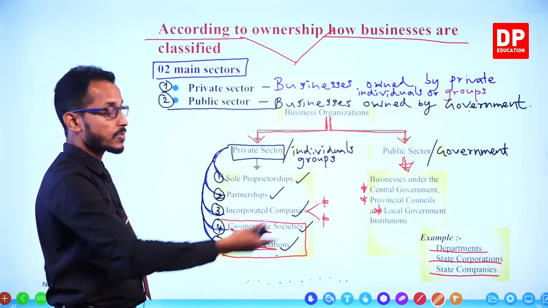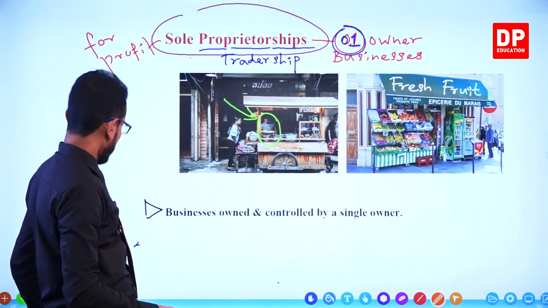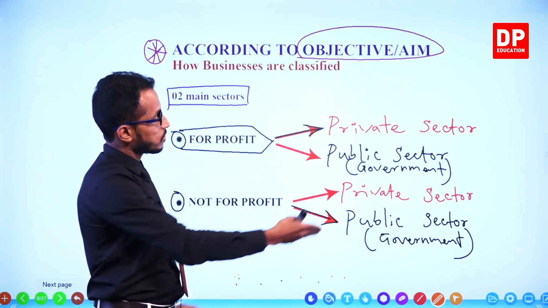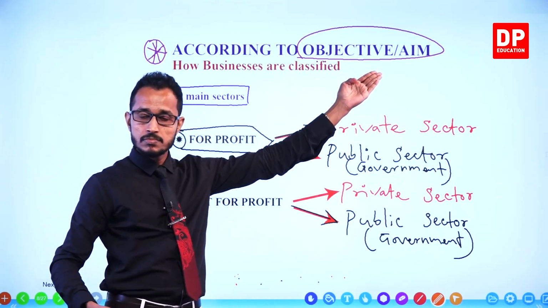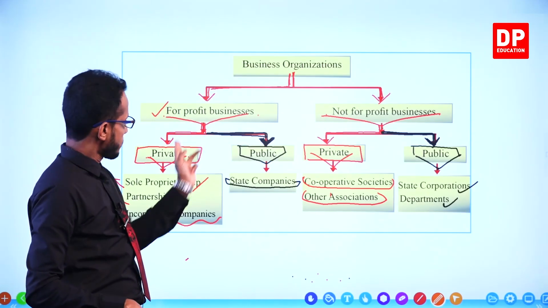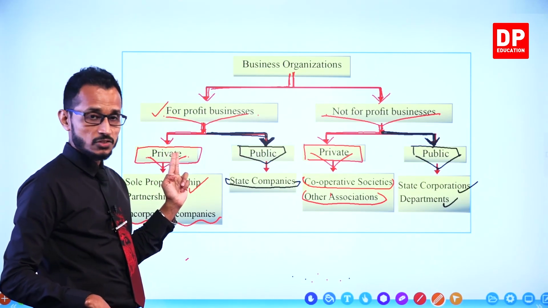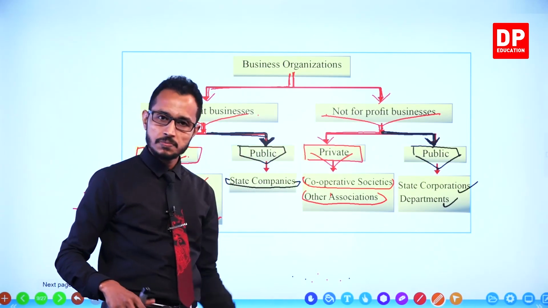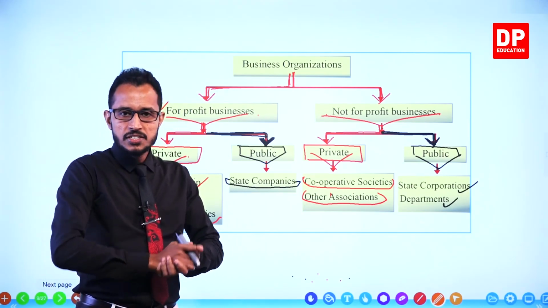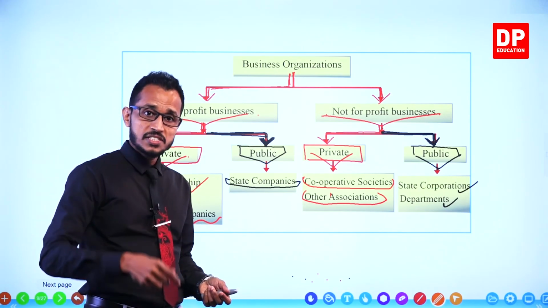This is the classification according to ownership, sole proprietorship, partnerships. Then the classification according to objective or aim, for profit, not for profit. We will continue this unit number 3 in the coming sessions.